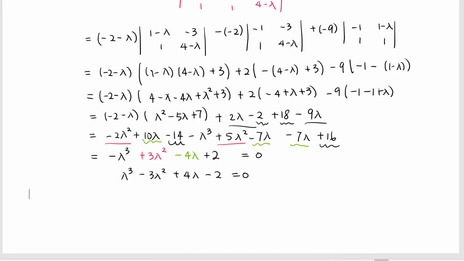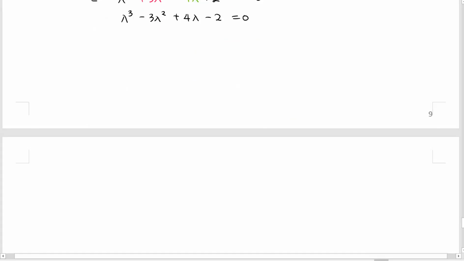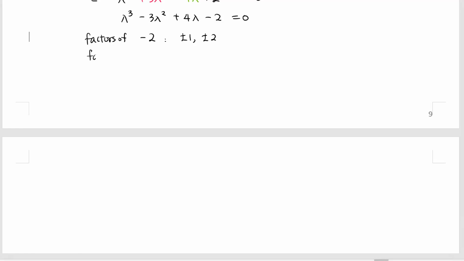So far, so good, everybody? Okay, when we get to this step, what's the next step? Well, the rational root theorem. Let's look at the factors of the constant term, which is negative 2. That's plus or minus 1, plus or minus 2. And the factors of the leading coefficient: the leading coefficient is 1, so plus or minus 1. So the possible roots are plus or minus 1 and plus or minus 2. Okay, so let's try those roots.